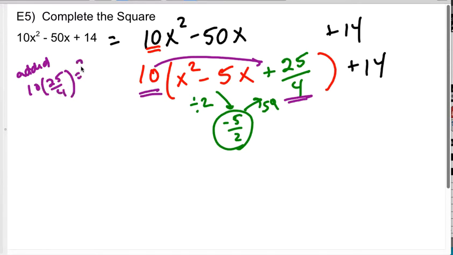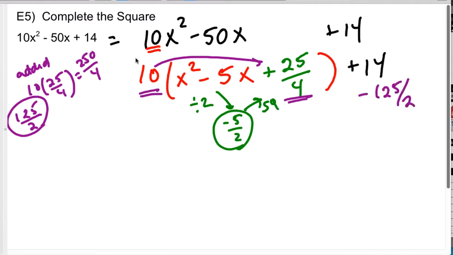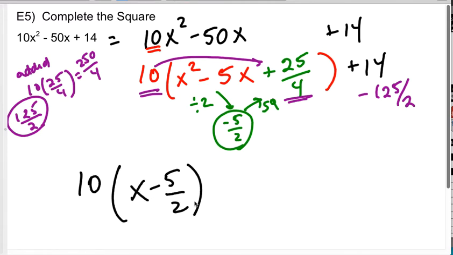So there's a couple options. You could either write this as a 250 over 4, which is fine. There's nothing wrong with that. Or you could actually cancel a 2 out of that, right? You could make it a 125 over 2. So either way, that's what I added. So out here, I'm going to subtract a 125 over 2, which is good times. So now I'm going to get that this is a 10 times x minus 5 halves quantity squared.